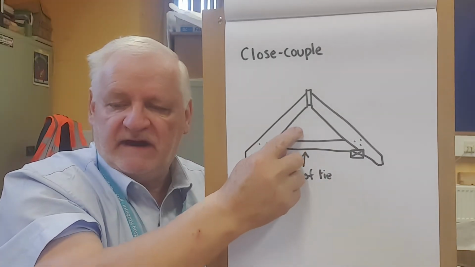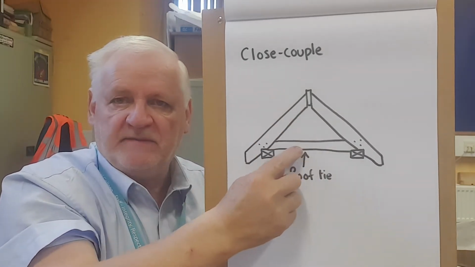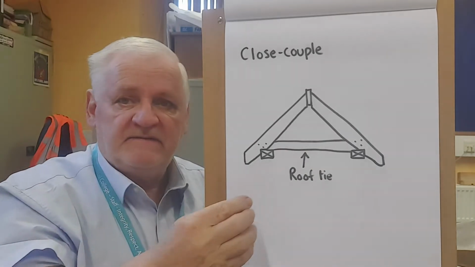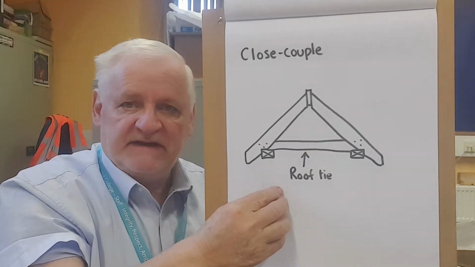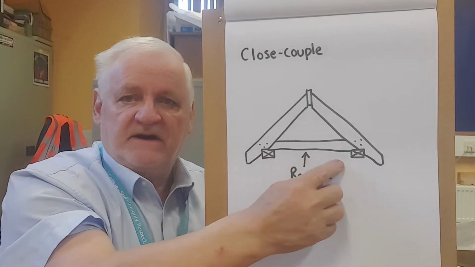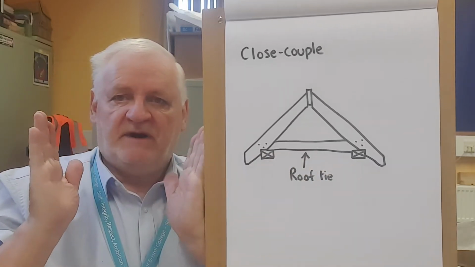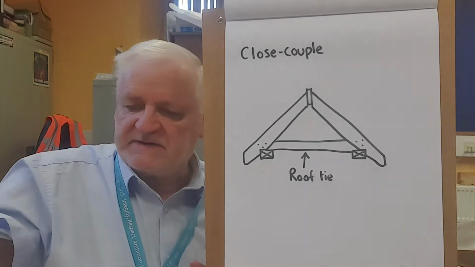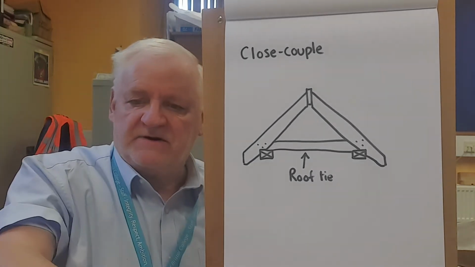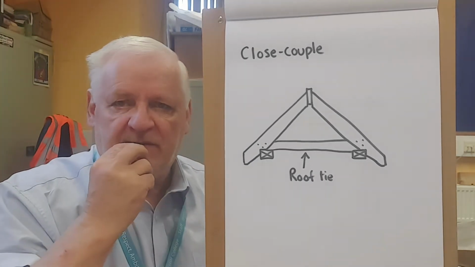Sometimes they'll have a hanger, that is another piece of timber going up the middle, but not always. The most important thing about close couple is that it is tied from wall to wall. This prevents the walls from spreading by the weight of the roof. That's called a close couple roof. So you've got a couple roof and a close couple roof.